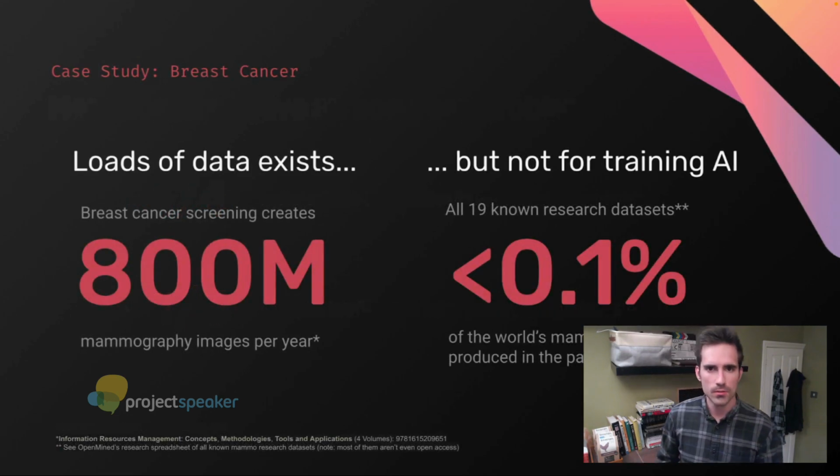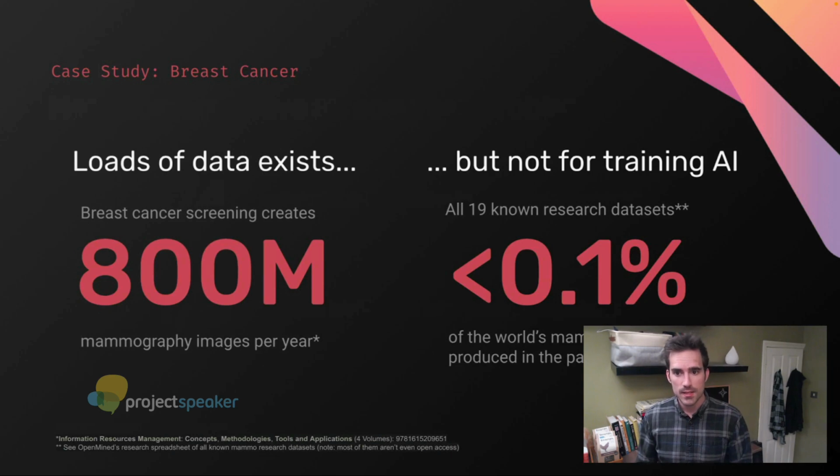But if you take a closer look, what we'll actually see is that there's very little data available, right? In the sense that there is this huge amount of labeled data that exists. We're generating around 800 million images per year, and this has been going back 10, 20, 30 years. But if you took all the world's known research data sets and combined them together, this would still account for less than 0.1% of the data that has been produced.